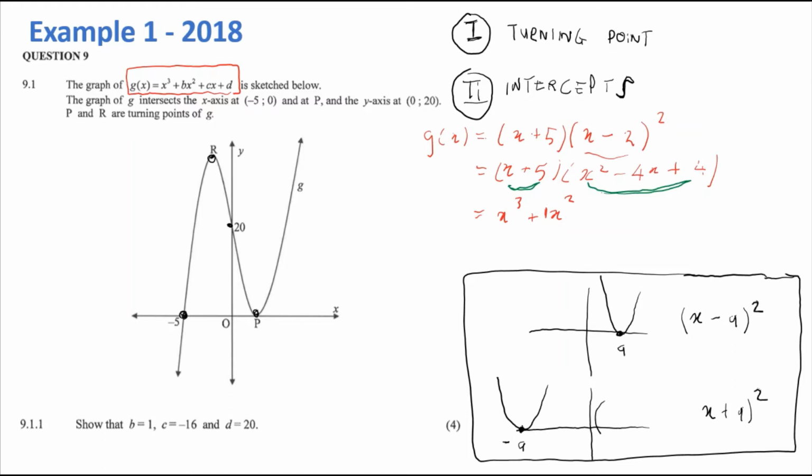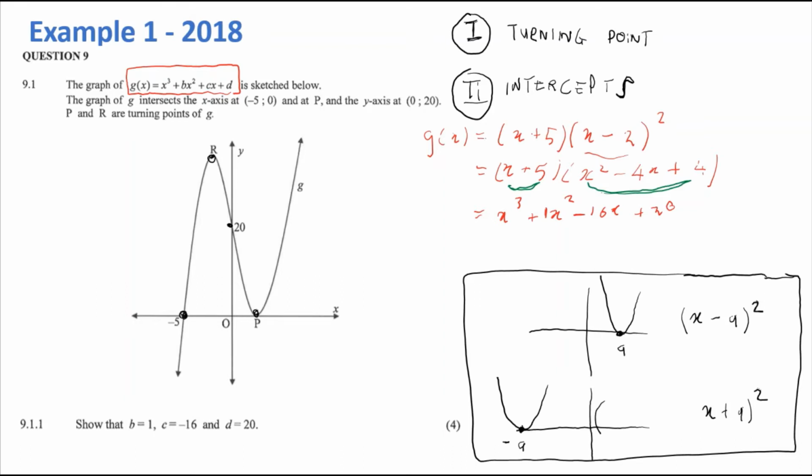Okay. Minus 16x. So c is minus 16 and plus 20. Okay. And so d is 20. And that's fine. That's the answer to the question.